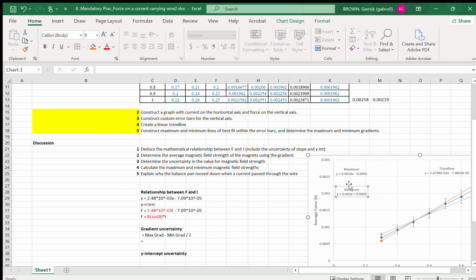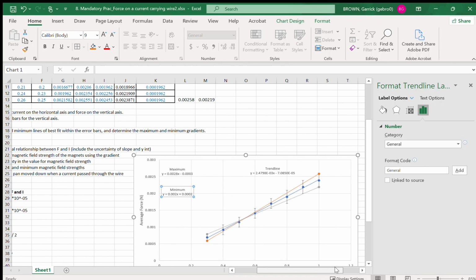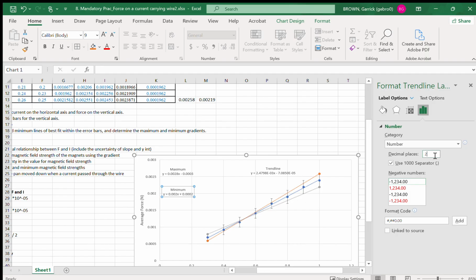I'm just going to change these quickly. Format, trend line label. It's not working.